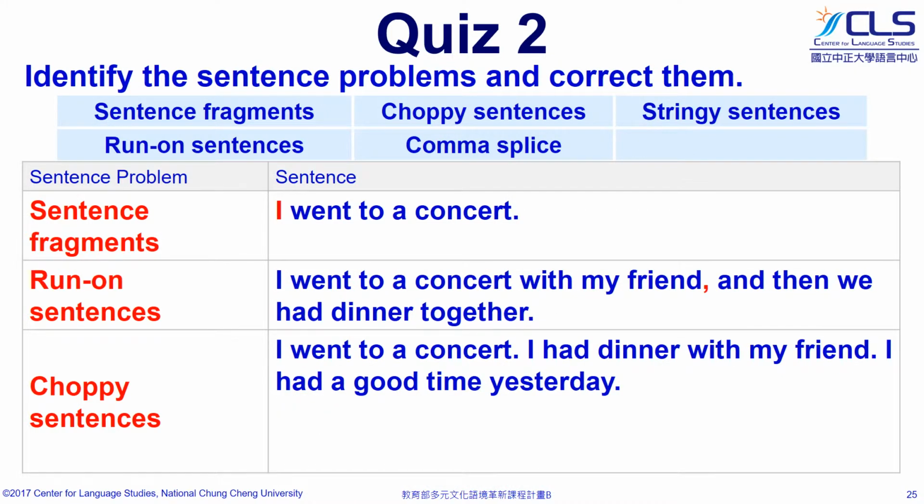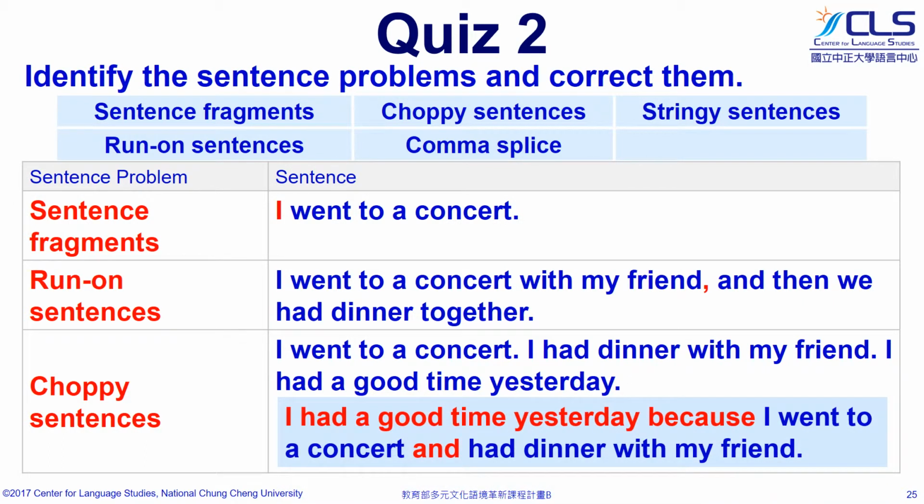Here are the answers. The first one is sentence fragment, because "went to a concert" is an incomplete sentence which needs a subject to make the idea complete, for example, "I." The second is the run-on sentence, which needs a comma before "and then we had dinner together." Next, the third one is choppy sentences, which are too short, and we can rewrite them by combining them using connectors and changing the word order.